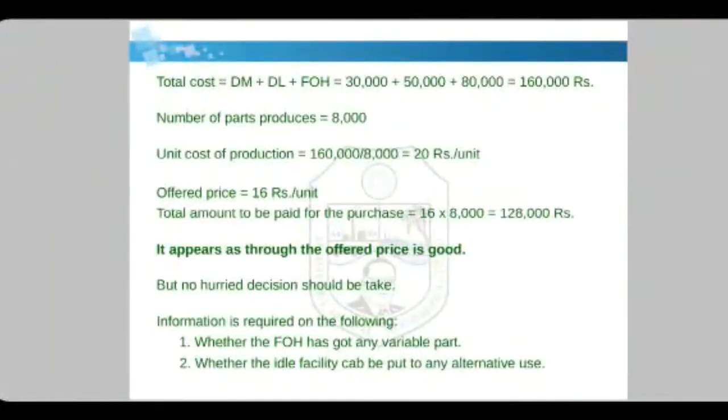So total cost, that is direct manufacturing plus direct labor plus fixed overhead, is 1,60,000 rupees, right? Number of parts it produces is 8,000. So unit cost of production is 20 rupees per unit. That is 1,60,000 divided by 8,000 equals 20 rupees per unit. So the manufacturing cost is 20 rupees per unit and the offered price is 16 rupees per unit.